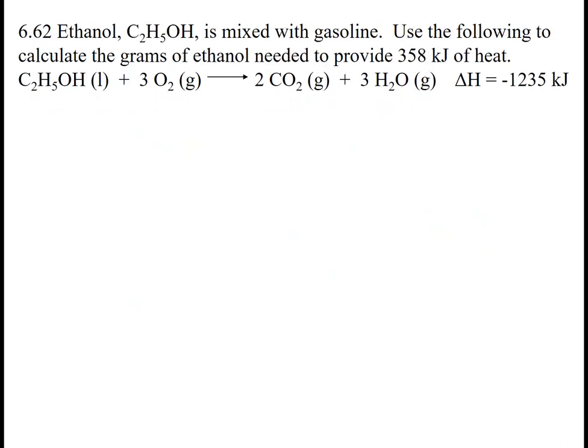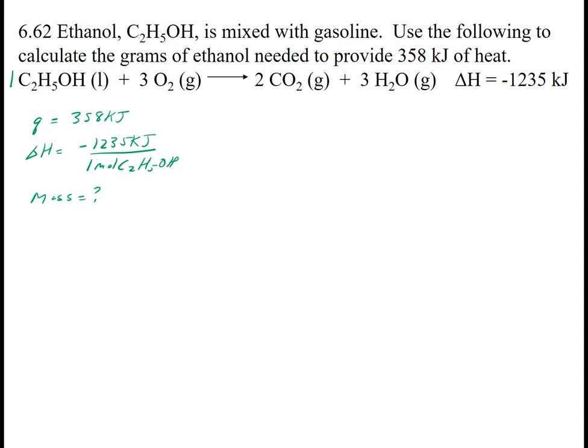Okay. The next problem is ethanol, again, burned with oxygen, forms carbon dioxide plus water. So anytime I combust an organic compound, I get carbon dioxide plus water. I have Q, or technically it's q, is 358 kilojoules. I have a delta H that's a negative 1235 kilojoules per 1 mole of C2H5OH, because the coefficient here is 1. And they want to know what mass do I need to generate that heat.